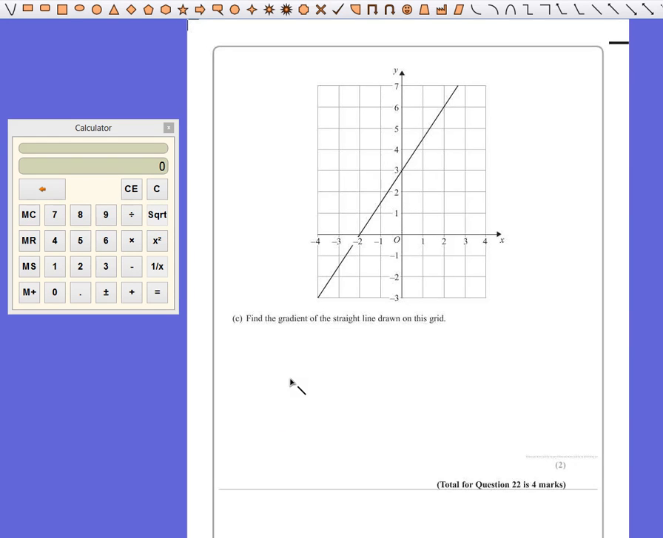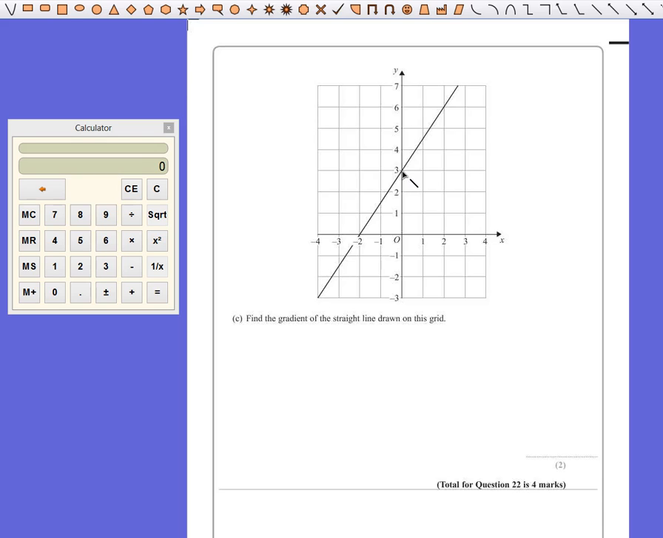Part C, find the gradient of the straight line drawn on this grid. Gradient is a measure of steepness, and it's easily defined by saying it's how far up a line goes for every one square that you go across.